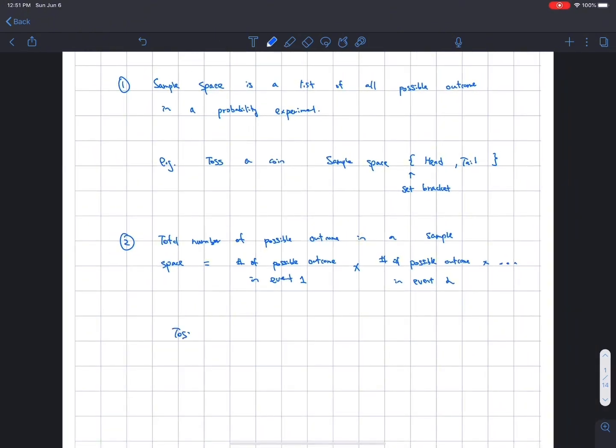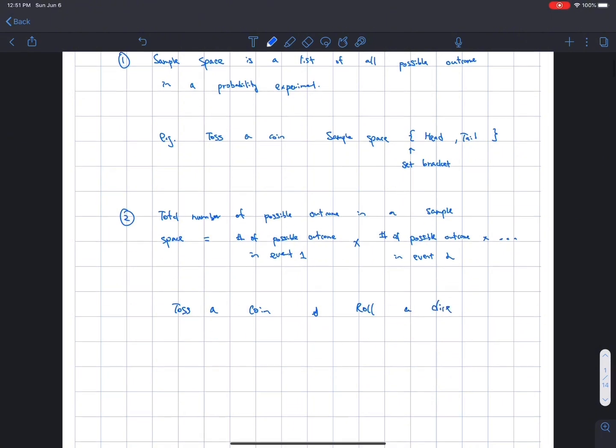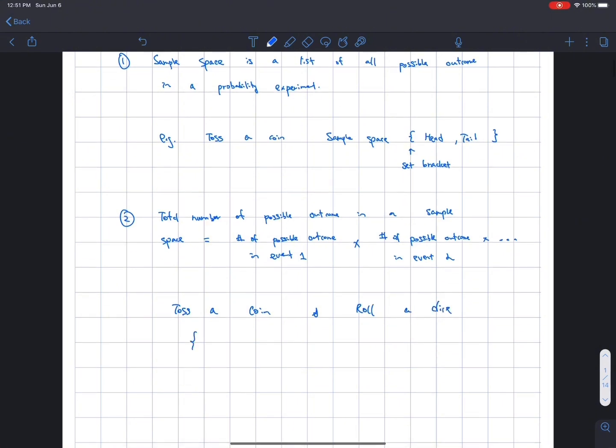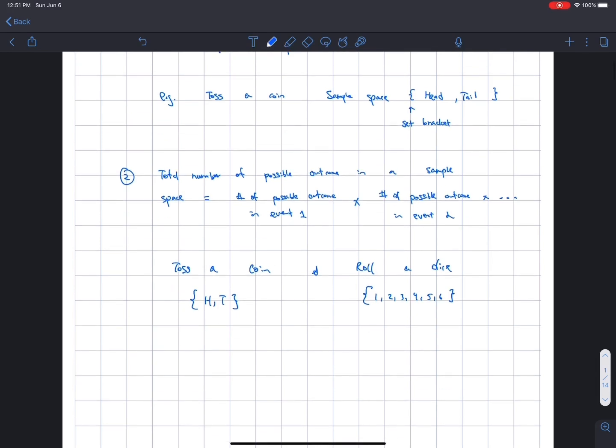So we can toss a coin. That could be the first event. And then rolling a die. That could be the second event. So tossing a coin, the possible outcomes are just head or tail. Rolling a die is going to be 1, 2, 3, 4, 5, 6. Right? On a 6-sided die, the possible outcomes will be from 1 to 6. So here we have 2 possible outcomes, and here we have 6 possible outcomes. So we are going to have 12 possible outcomes in total.